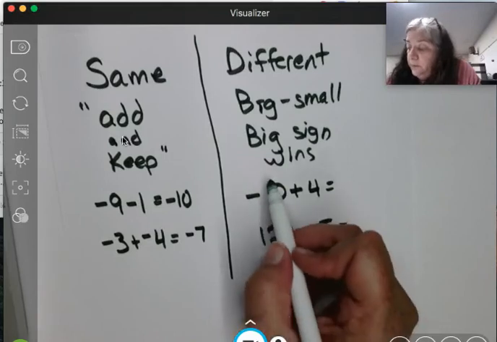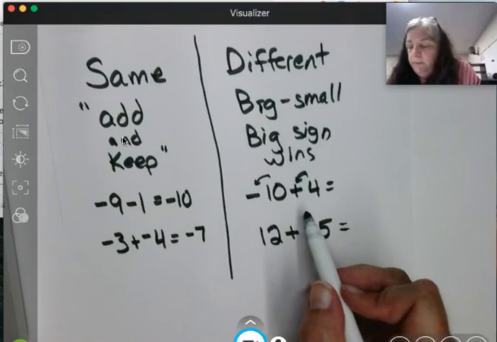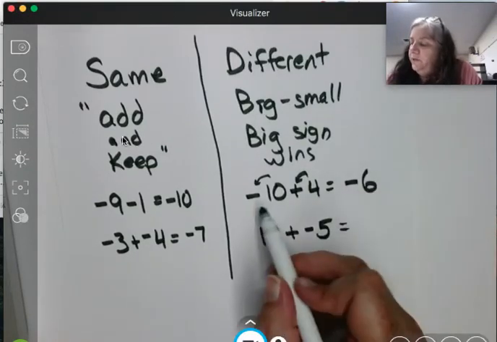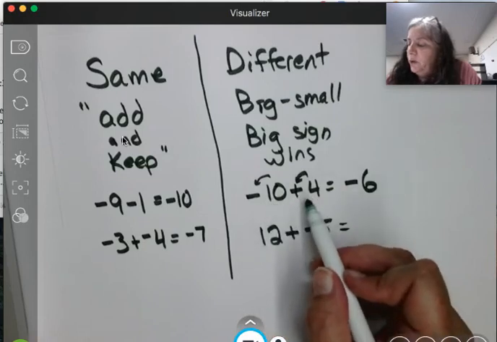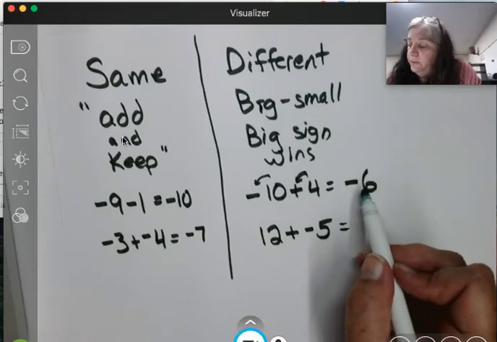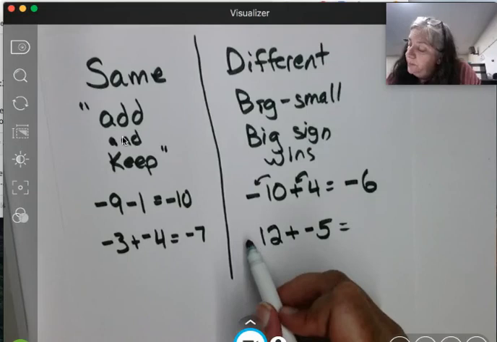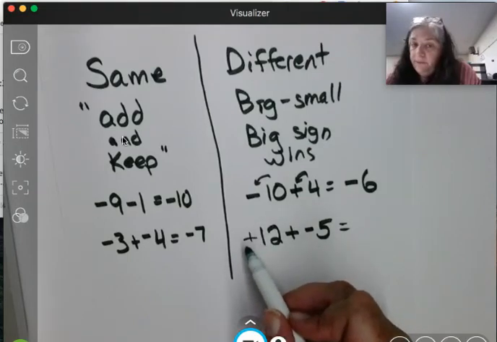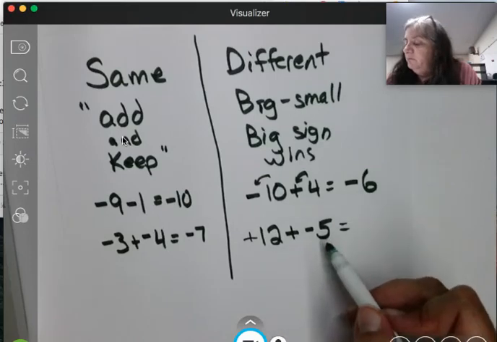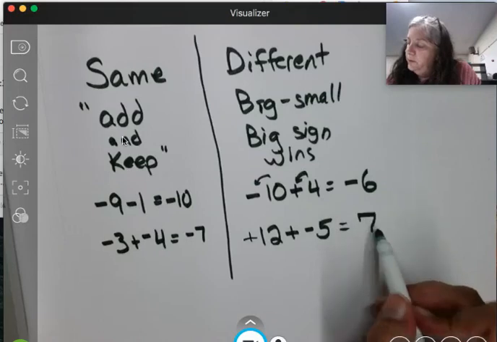Different signs. We have a negative 10, positive 4. 10 minus 4 is 6. And the negatives win, negative 6. So if 10 negative signs went to battle with 4 positive signs, the 10 negatives would win. They'd have negative 6 left. 12 plus negative 5. Well, this is a positive 12 because if the first number has no sign, it's positive. This is a negative 5. 12 minus 5, 7. Positive or negative? 12 is bigger, positive.